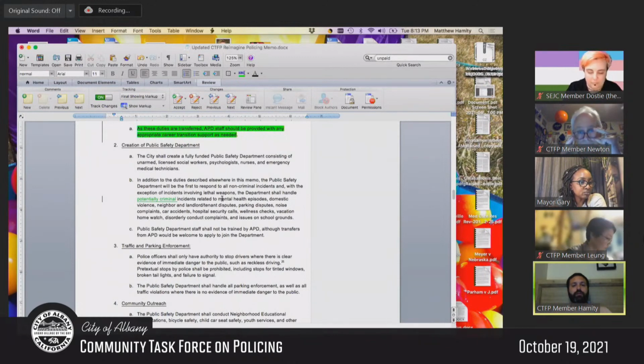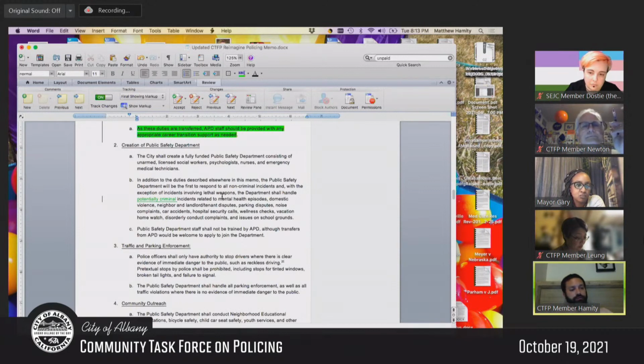So the one thing I already pointed to that I think we need to decide is whether the police department would be within the public safety department or separate from. And there's also, obviously, anyone can bring up other issues as well.